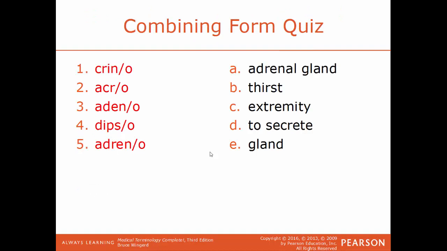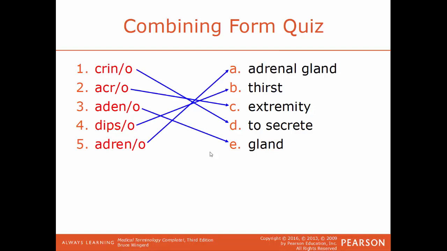Okay, we will end this chapter and end our video series on medical terminology with our combining form quiz. Terms on the left, crino, acro, adeno, dipso, adreno will match up with either adrenal gland, thirst, extremity, to secrete, and gland. The first one, crino, goes to secrete. Acro goes to extremity. Adeno goes to gland. Dipso goes to thirst. And adreno goes to the adrenal glands. And here are all 5 of the terms correctly matched to their definition.